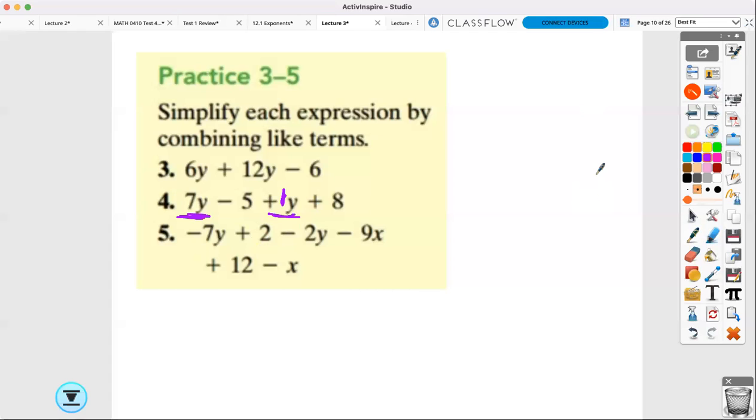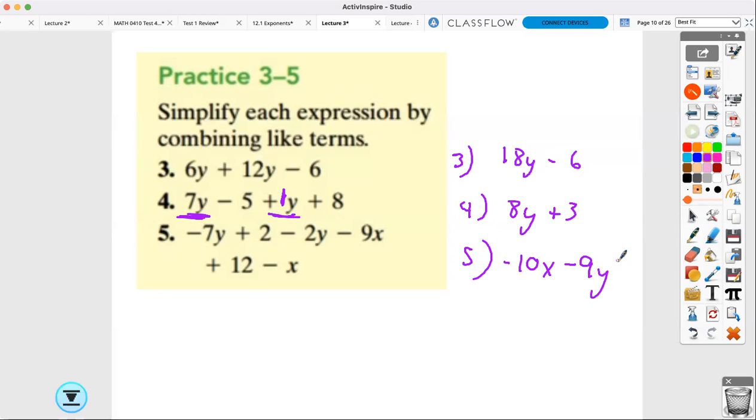So far, these are all wonderful, guys. Everyone's been correct so far. Are there any questions about any of these? I'm going to rewrite the answers for those of you that want to see the confirmation. So 3 is 18y minus 6. 4 is 8y plus 3. And 5 is negative 10x minus 9y plus 14.